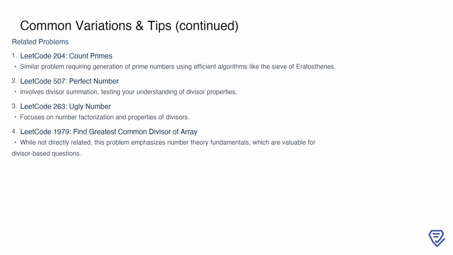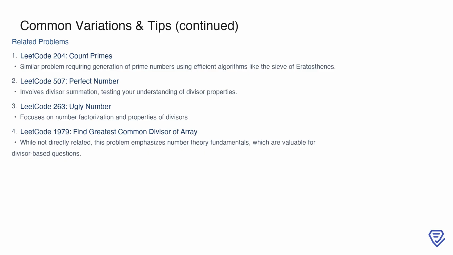Several related problems on LeetCode can help you build a stronger foundation for divisor-based questions. For instance, in LeetCode 204, Count Primes, you also need to generate prime numbers efficiently, often using a sieve algorithm. LeetCode 507, Perfect Number, tests your understanding of divisor summation, which is another important property to grasp. LeetCode 263, Ugly Number, involves factorization and divisors, requiring you to analyze numbers in terms of their prime factors. Finally, LeetCode 1979, Find Greatest Common Divisor of Array, while not directly related, emphasizes number theory fundamentals, which can strengthen your intuition for divisor-related problems.